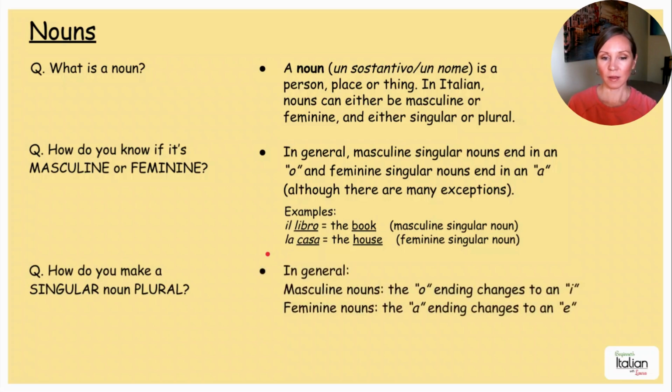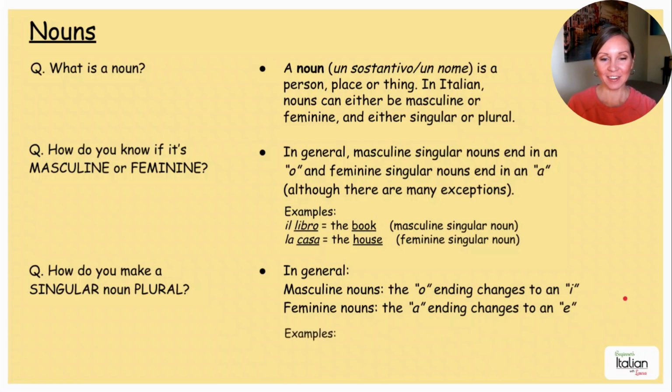In general, masculine nouns end in an O, and the O ending changes to an I, okay? But feminine nouns, the A ending changes to an E, okay? Or in Italian, it'd be an O changes to an E, and an A changes to an A. Okay, but let's try not to confuse you too much here.